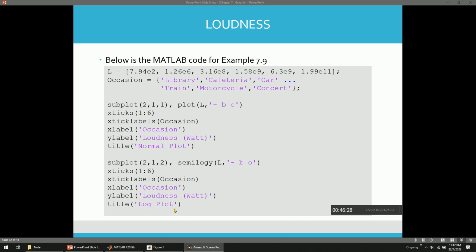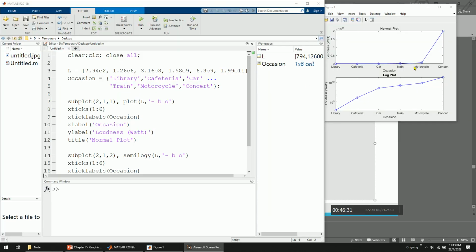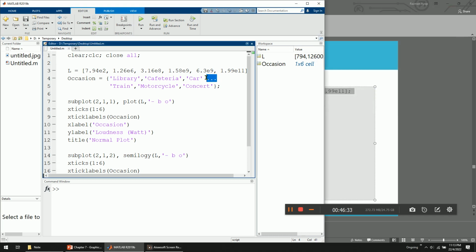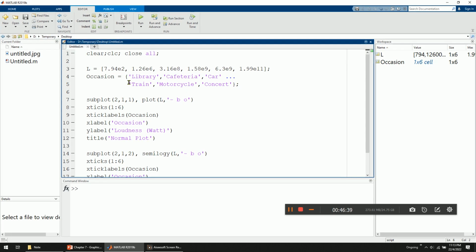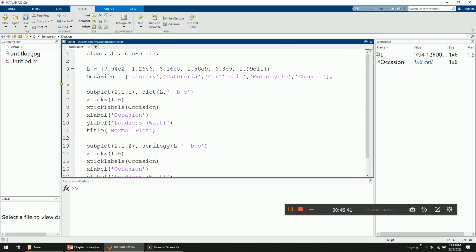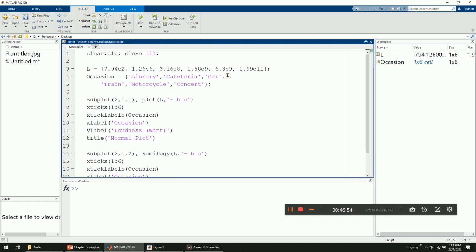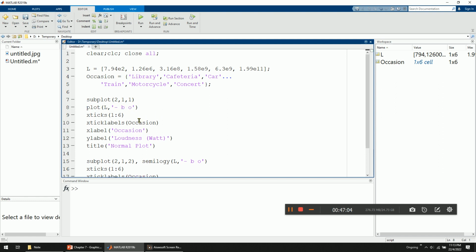Let me check first. Okay, so the code can run. So basically if the code is too long, you can just put a triple dot and then enter. Automatically it will create a new line, but it's considered as continuous. It still can run. So avoid confusion.